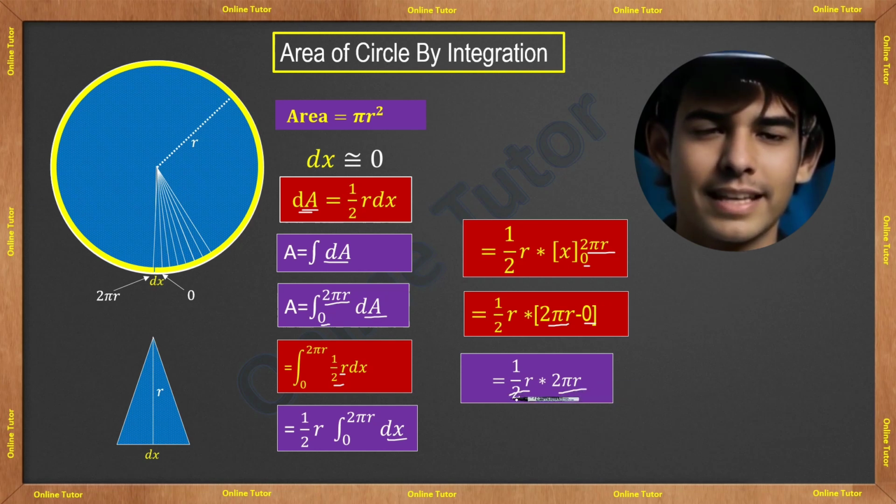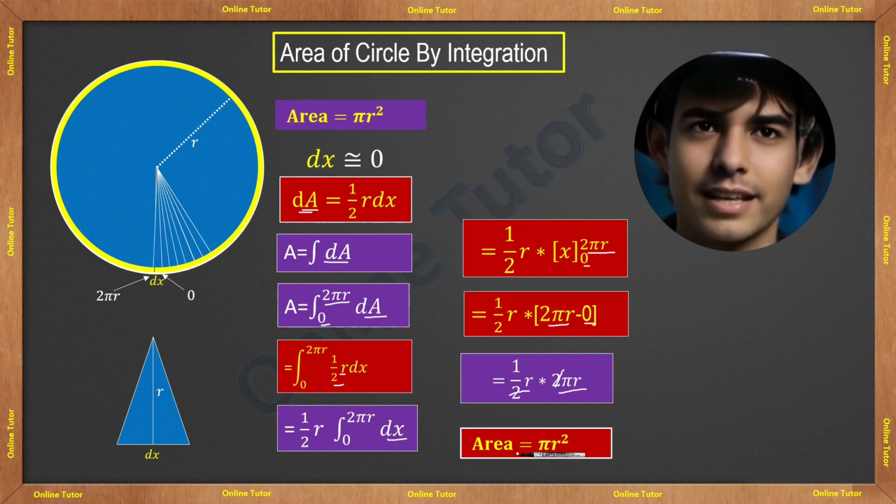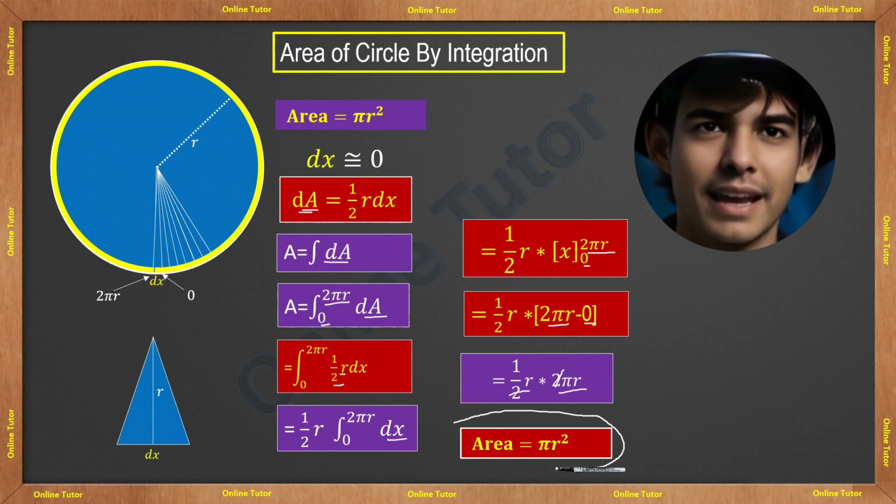Now I can cancel 2 with 2. So what is left? Pi r into r. So this will be pi r square. So this is the area of circle. So this is how we arrived at the area of circle as pi r square. I hope now you know how the area of circle has been calculated as pi r square. So this is the process by which we can do this.